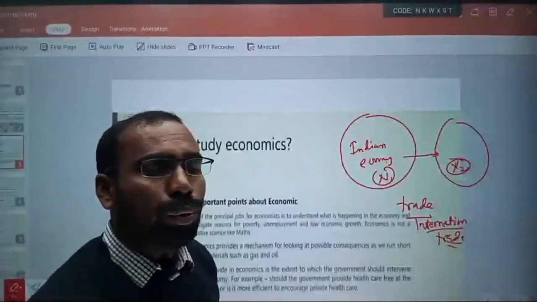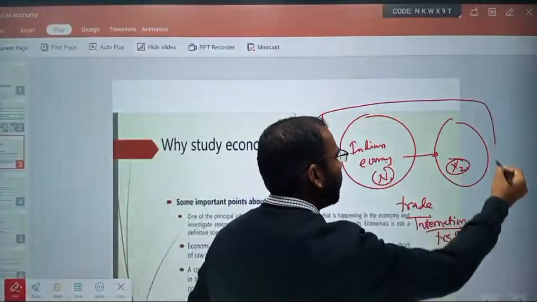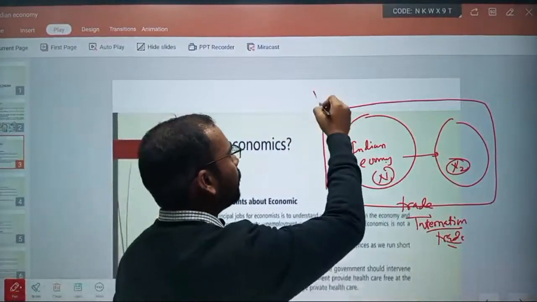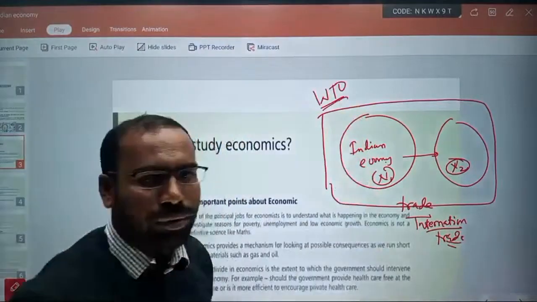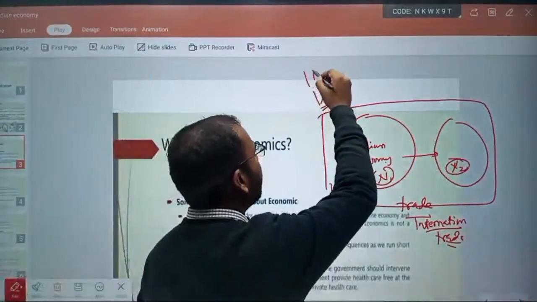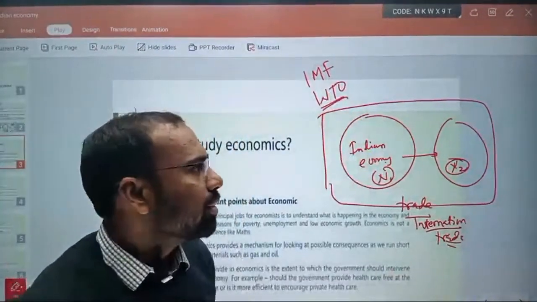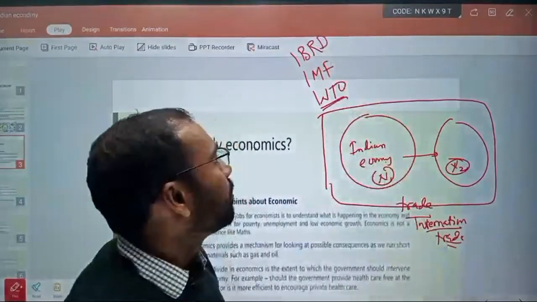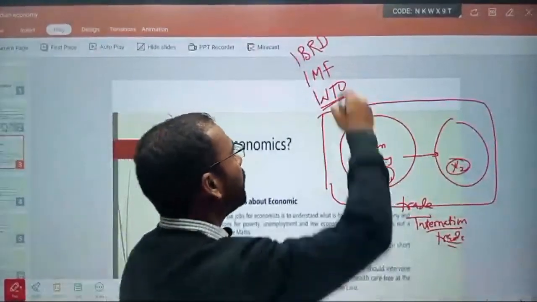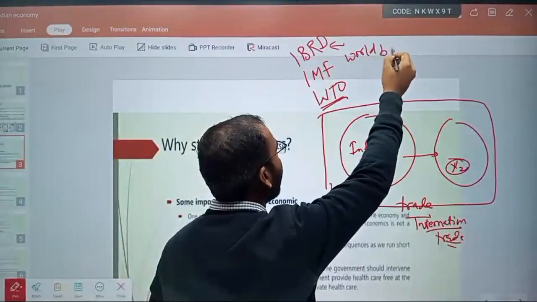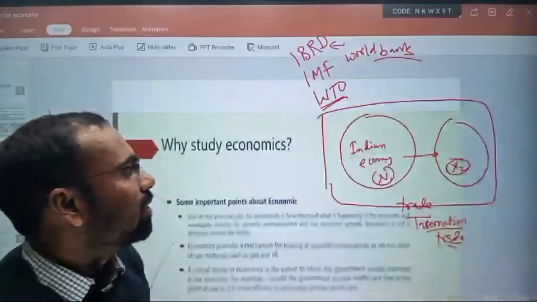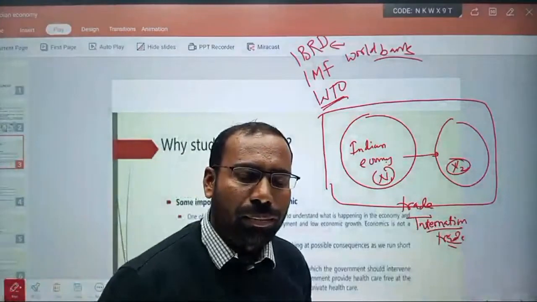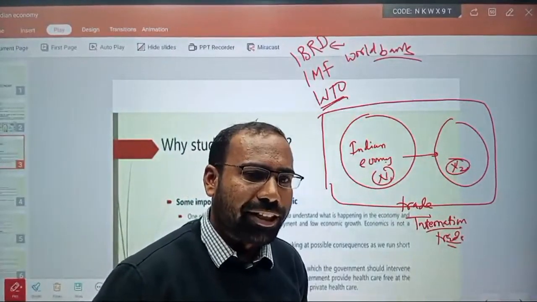For international trade, we will study the institutions through which we participate, like the WTO, World Trade Organization. We will study the IMF, International Monetary Fund. We will study the IBRD, International Bank for Reconstruction and Development, which you usually know as the World Bank. And then there are a number of economic groups through which there are free trade agreements.